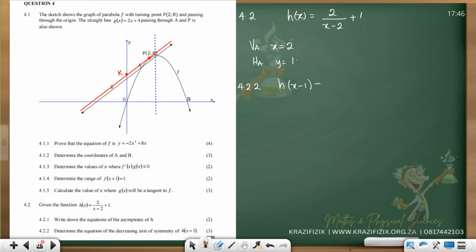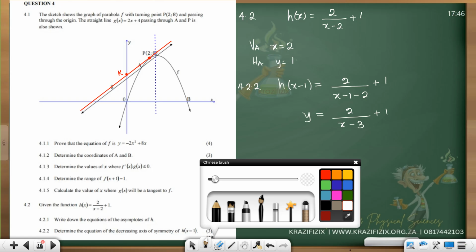What is h of x minus 1? It means anywhere I see x, I should write x minus 1. Then I still have that. Lovely. So we simplify first. I simply replaced my x with x minus 1. All right. So this is h of x minus 1, and that's why.